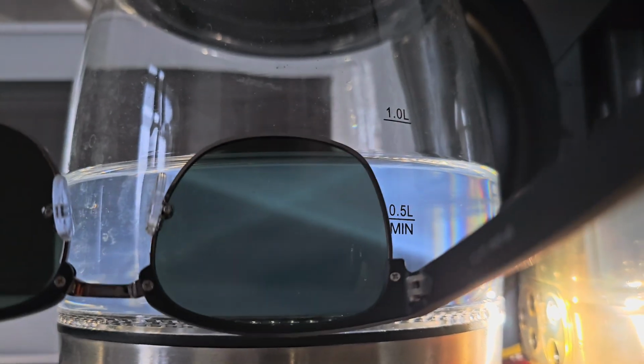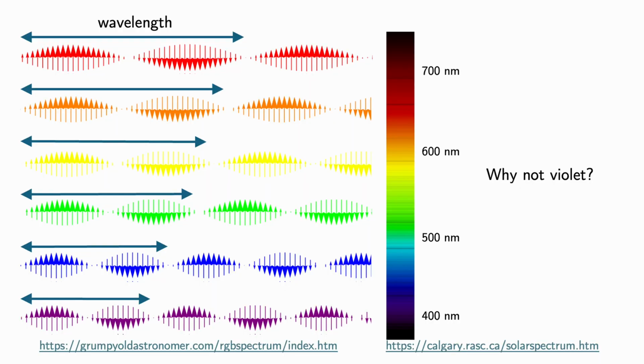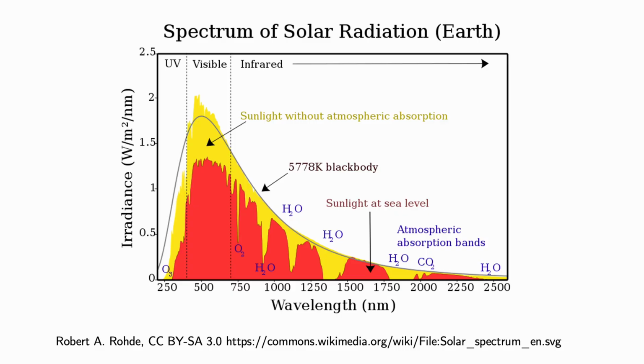And now a couple of things I have to mention. First, you might ask, why isn't the sky purple? Violet light has the shortest wavelength. But the answer is simple. We have to take into account the sun spectrum and the sensitivity of our eyes.